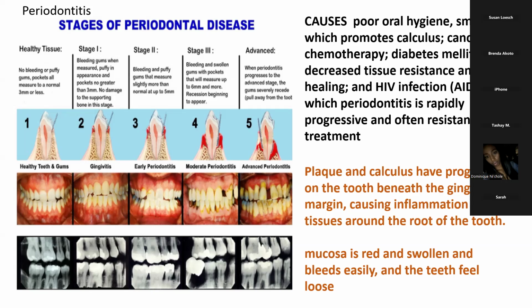Smoking. People will see some changes in the teeth with cancer and chemo. Sometimes with diabetes, they can have poor healing. HIV can also be attributed to periodontitis.